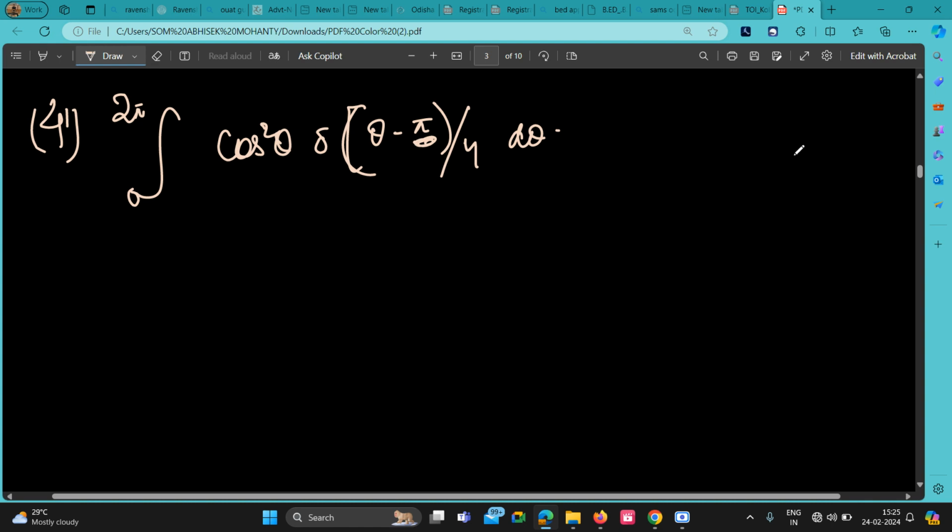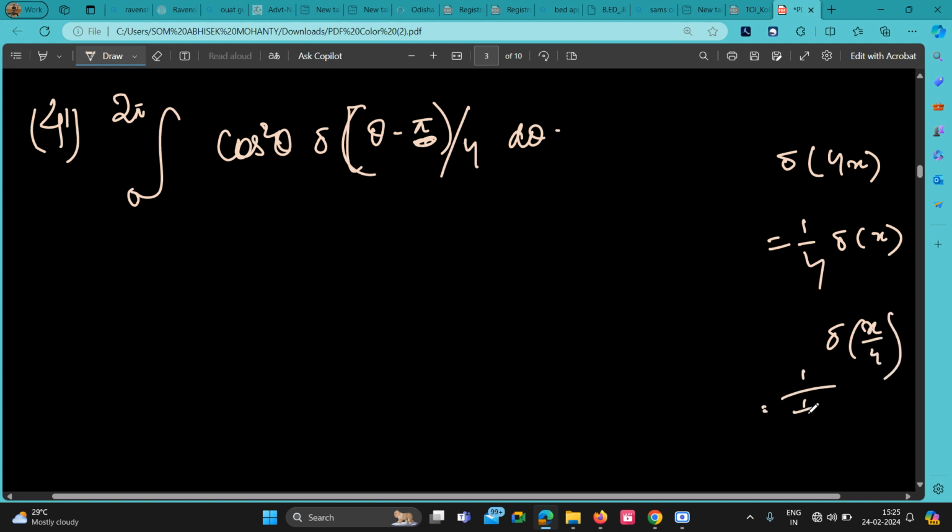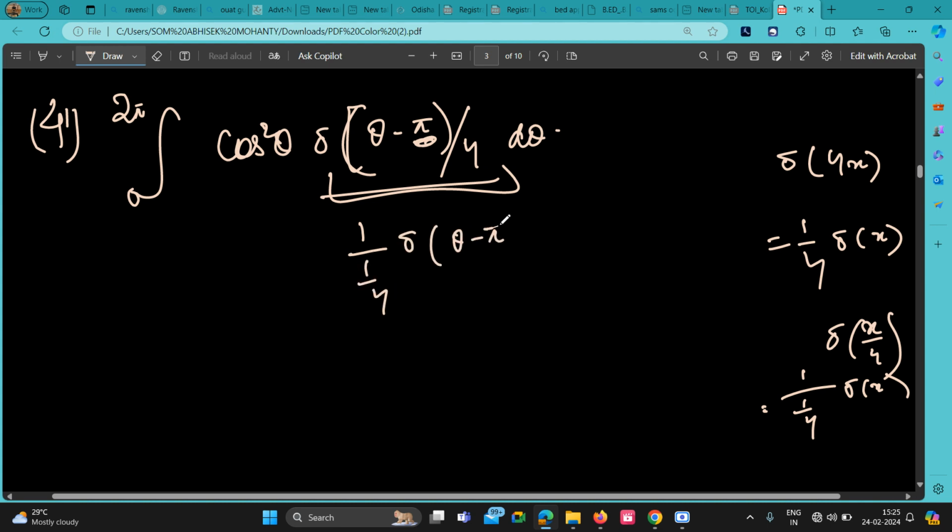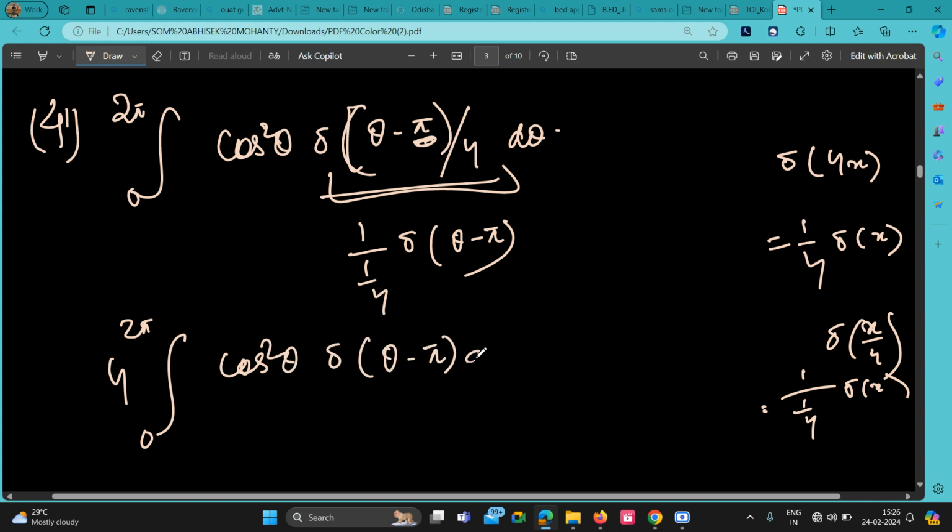See here, when it was like delta of 4x, we were writing it as 1 by 4 delta x. So when it is delta x by 4, can I write it as 1 by 4? Because 1 by 4 is multiplied inside delta x. So I can write this as 1 by 4 delta of (theta minus pi). So 4 goes out, 0 to 2 pi, cos square theta delta of (theta minus pi) d theta.